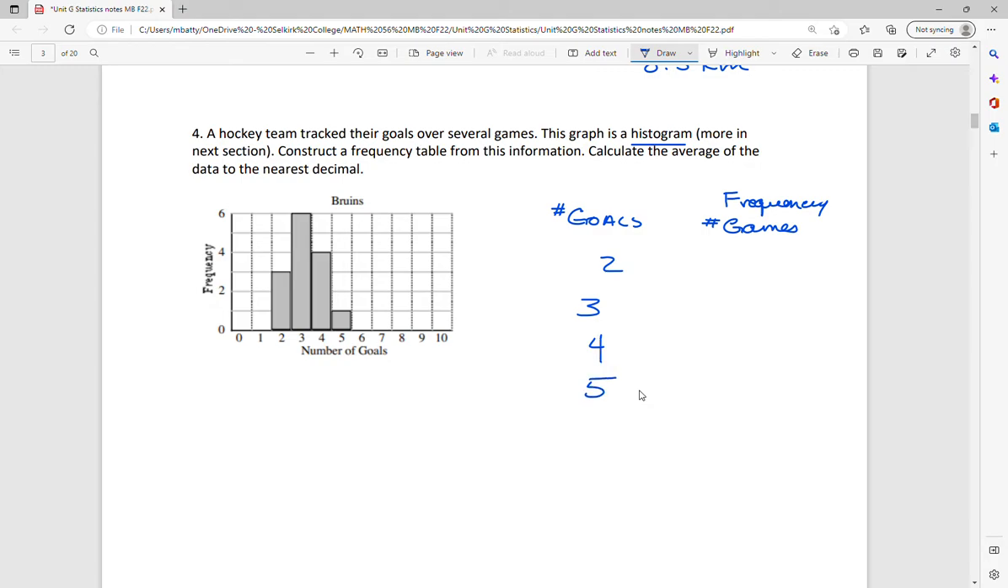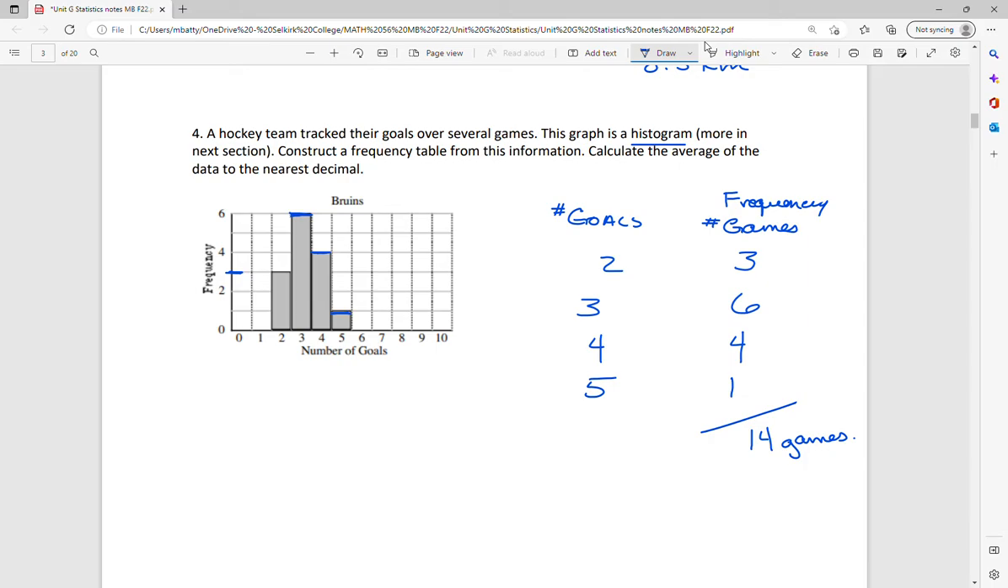And the frequency, reading it off the chart, there were 3 games that scored 2 goals. Sorry, I was reading it wrong. 6 games scored 3. 4 games were 4 goals, and 5 goals were scored in only 1 game. And so this would be that frequency table. It's a summary. The total number of games would be 14 games total.